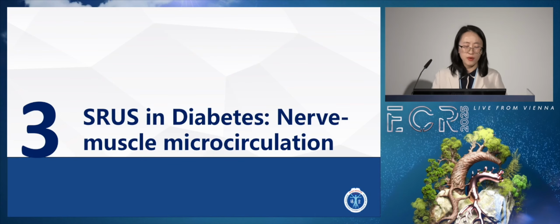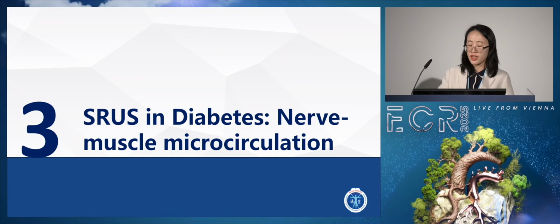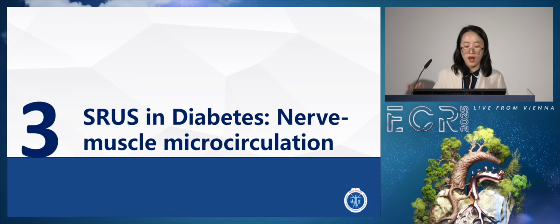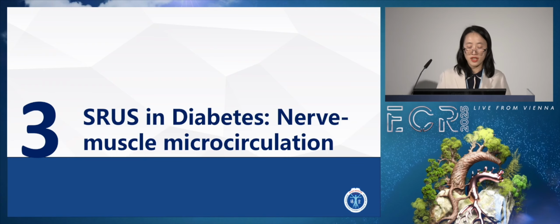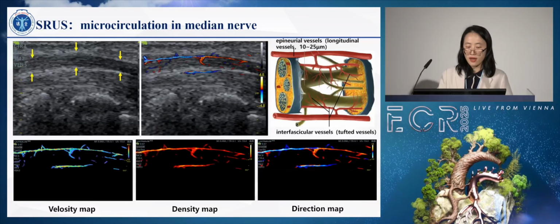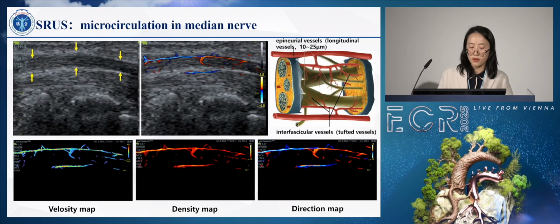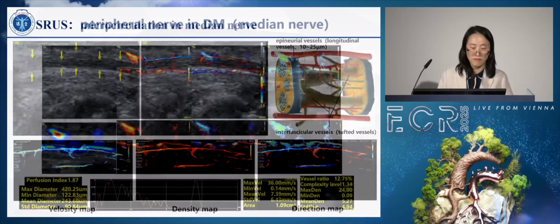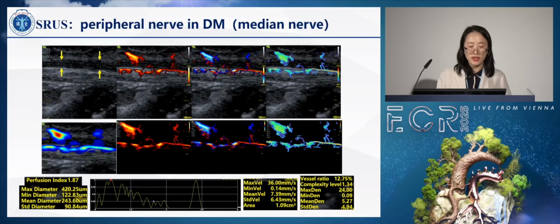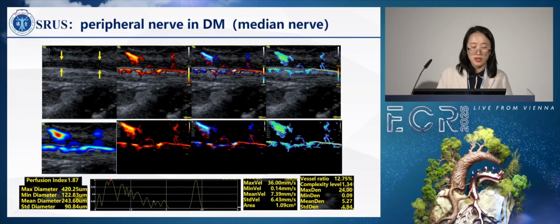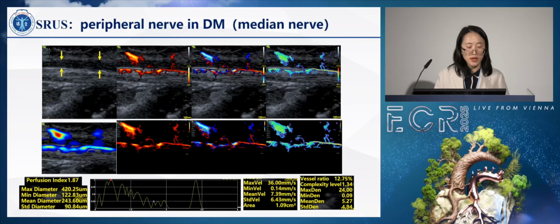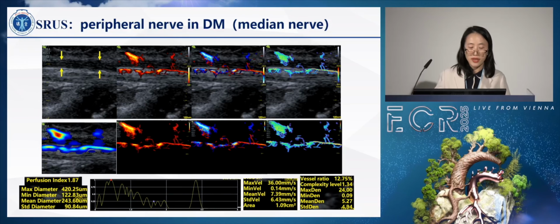And next part, I will introduce the SRUS imaging in diabetes patients. We show the nerve muscle microcirculation by SRUS. This is a healthy one, the visualization of the median nerve of the healthy volunteer, which is here. It clearly showed the epineural vessels and the intraneural vessels in the median nerve. And when visualizing the median nerve in the diabetes patients, it showed here, you see the blood flow actually increased.